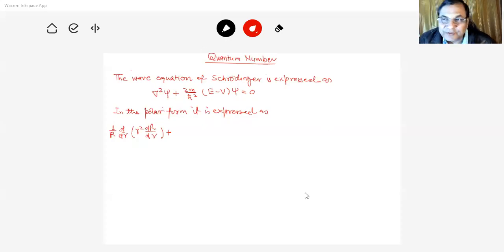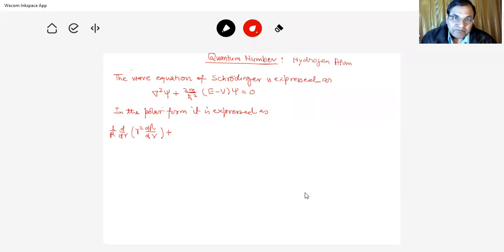So today I would like to discuss the quantum number, quantum number in physics on the basis of quantum mechanics, especially with reference to the hydrogen atom.